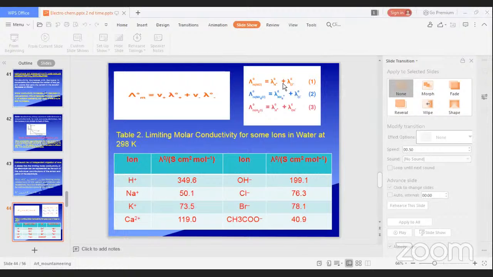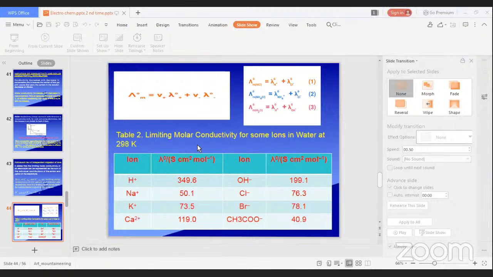What is happening for ammonium chloride? This is also lambda naught of NH4+ plus lambda naught of Cl-. In general, for electrolytes like barium chloride, BaCl2, it will ionize into Ba2+ and 2 Cl-. So here lambda naught of barium plus 2 Cl- ions. Here nu minus is 2, the coefficient of the number of ions present.